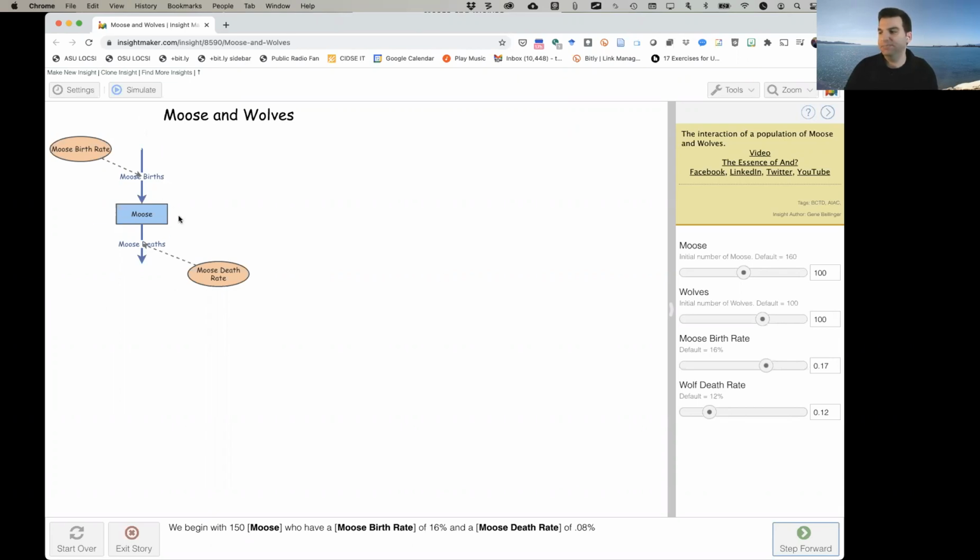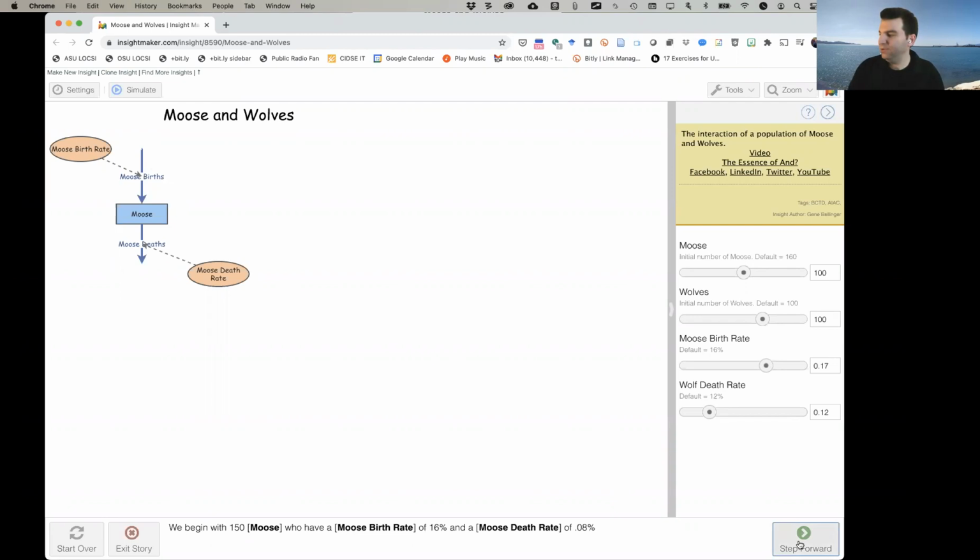This box represents that there is a stock of moose available in a habitat. Those moose will grow according to a process we refer to as moose births. And those moose will then die off via a process called moose deaths. The balance of births and deaths tells you how big a moose population you're going to get.